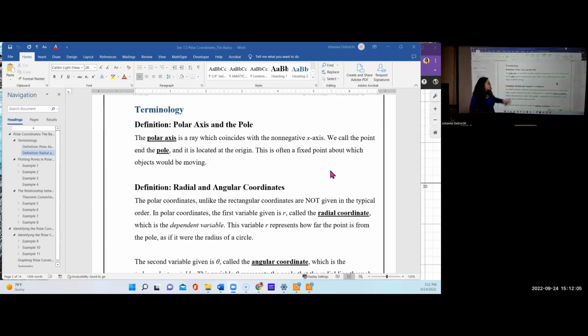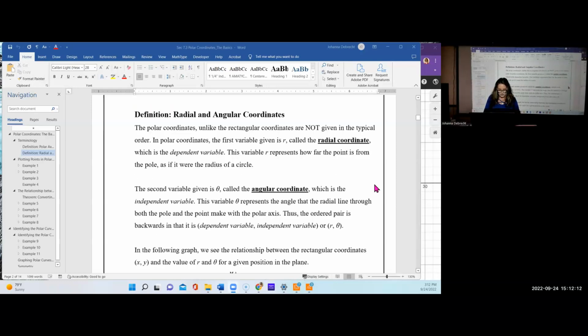Now we want to define what we mean by the coordinates when we're in the polar coordinate system. So what we want to define now are the radial and angular coordinates. The polar coordinates are not given in the typical order. We don't give the independent and the dependent, we do the other.